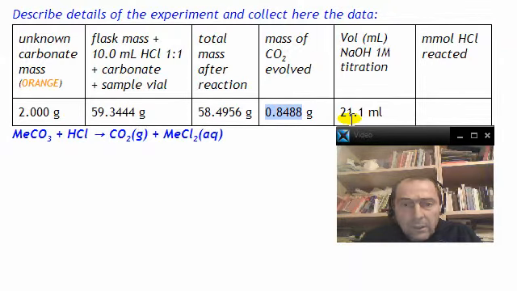and then they titrated the amount of hydrochloric acid that remained in excess at the end of the reaction, using sodium hydroxide 1 molar, and they used 21 milliliters. And now they have to calculate the amount of hydrochloric acid that reacted with the carbonate in the first step.